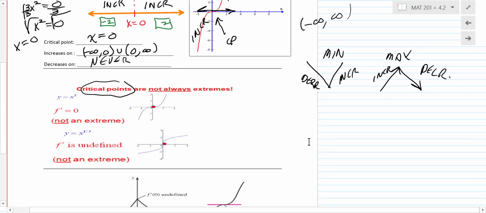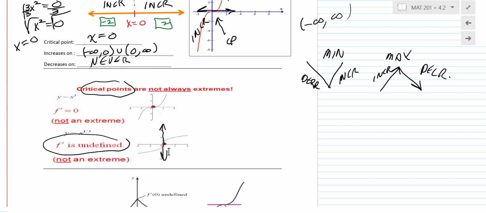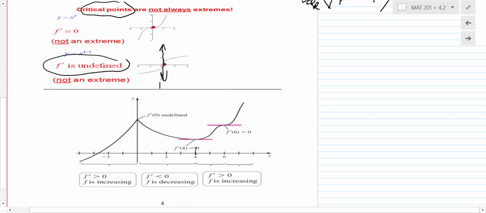The other thing is, here's another possibility. You could have a derivative that's undefined. For instance, if you look at this graph, if you did a tangent line right there, wouldn't the tangent line be vertical? What's the slope of a vertical line? There isn't one, exactly. So again, you could have a critical point where the derivative is undefined, but that doesn't mean it's a max or min. That's the point I'm trying to make.